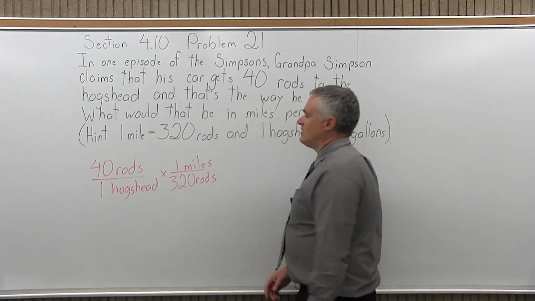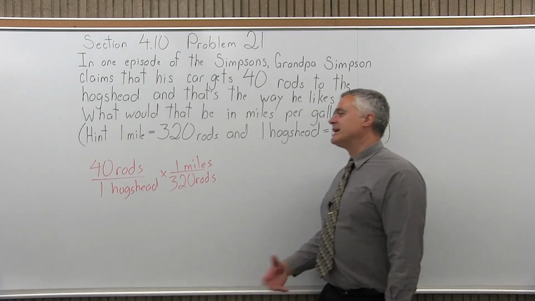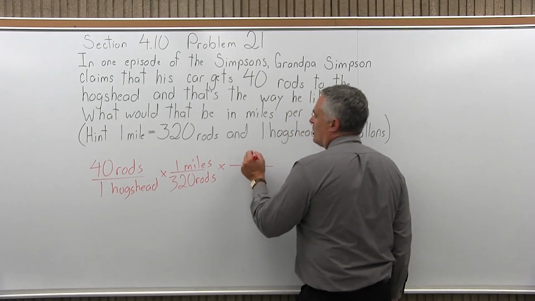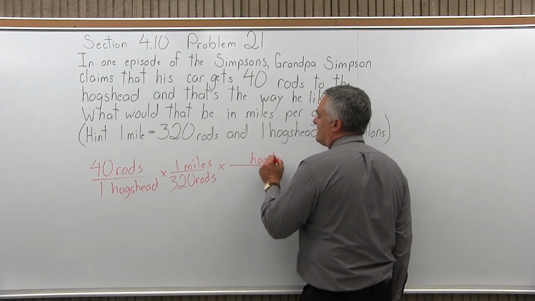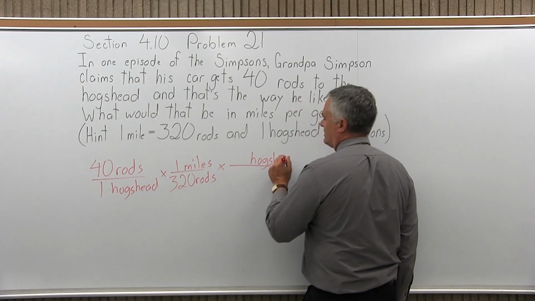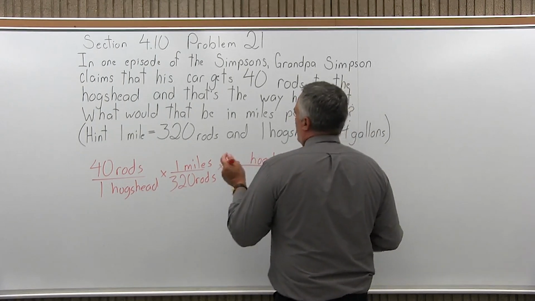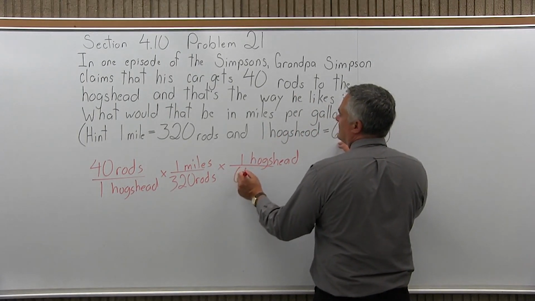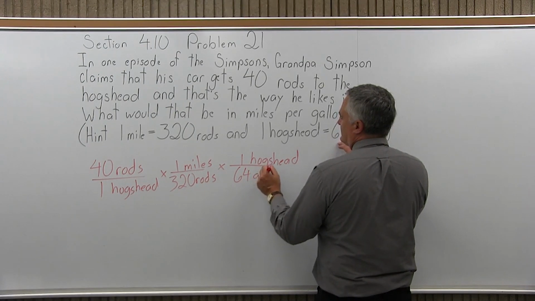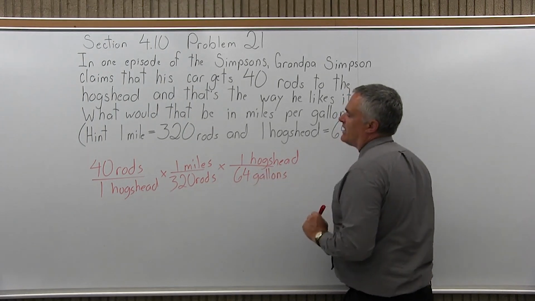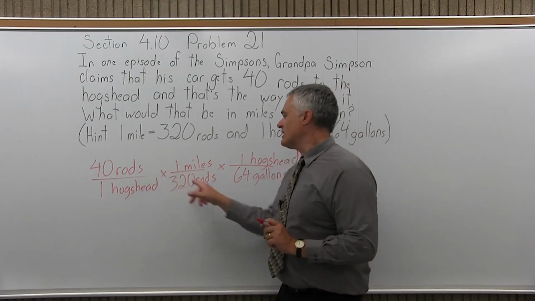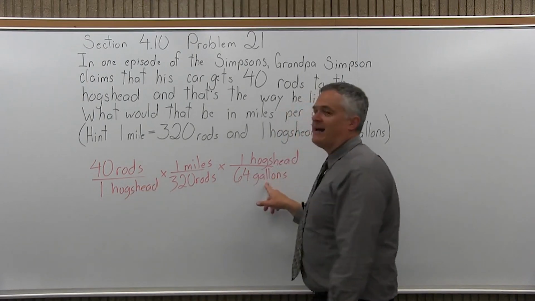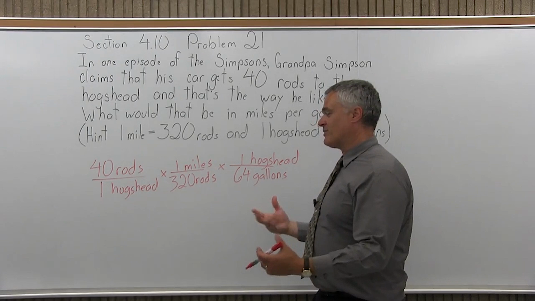But hogshead is not a unit measure that I'm familiar with either, so I want to cancel hogshead. So let's multiply times another fraction. And when I do, hogshead should be in the numerator to make it cancel, because it's already in the denominator, hogshead. And what do I have? I have this other hint here that 1 hogshead is equal to 64 gallons. So now that's equivalent. So now my unit of measure after I cancel rods will be miles. My unit of volume after I cancel hogshead will be gallons. So miles to the gallon is something I'm much more familiar with.